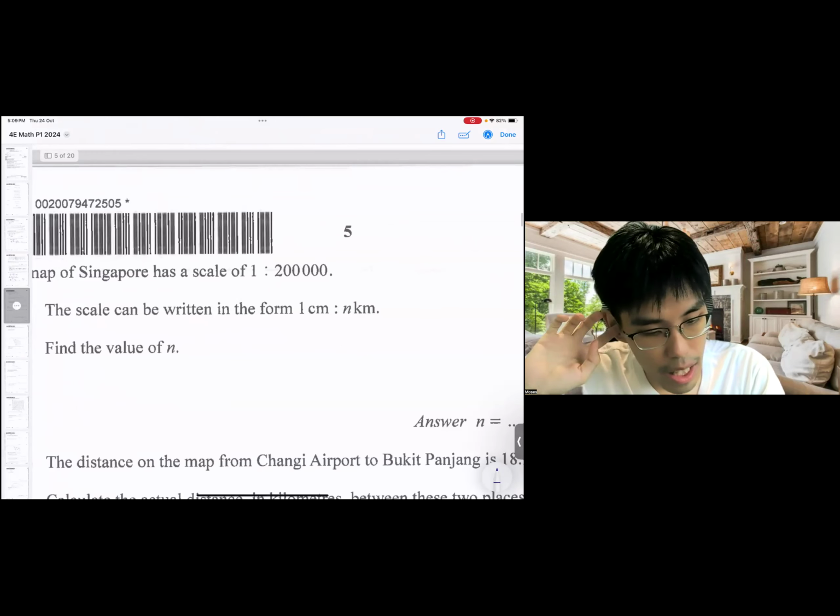Don't say midpoint. It will be 235 plus 230 divided by 2. That is 232.5.